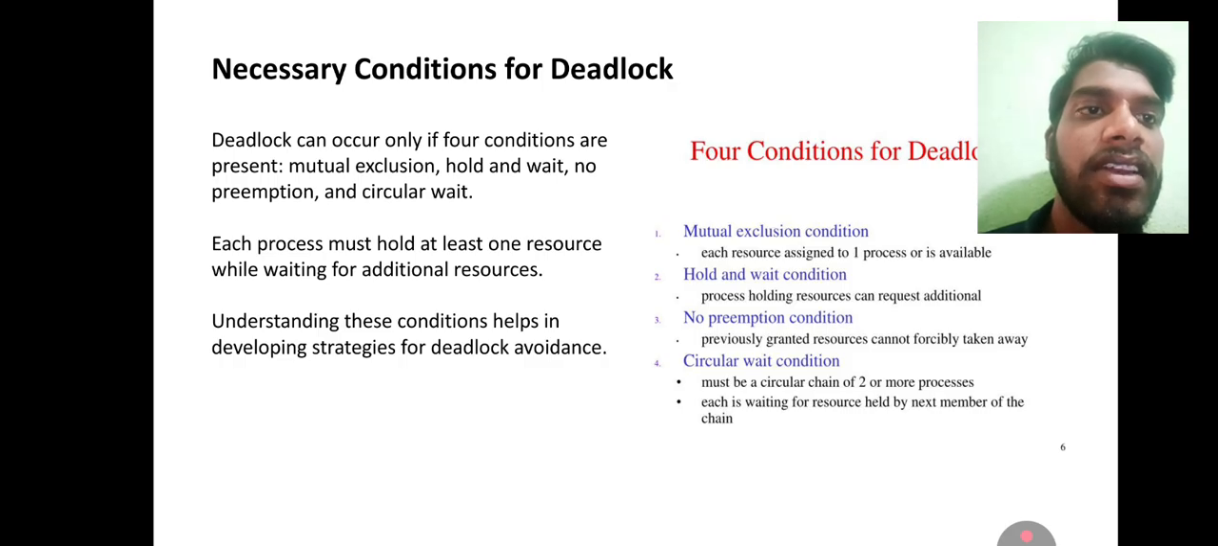Circular wait condition. In the circular wait condition, there must be a circular chain of two or more processes, and each is waiting for the resource held by the next member of the chain.